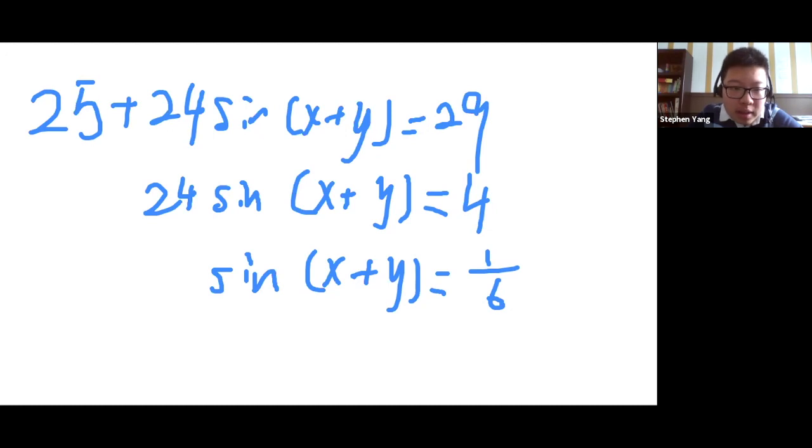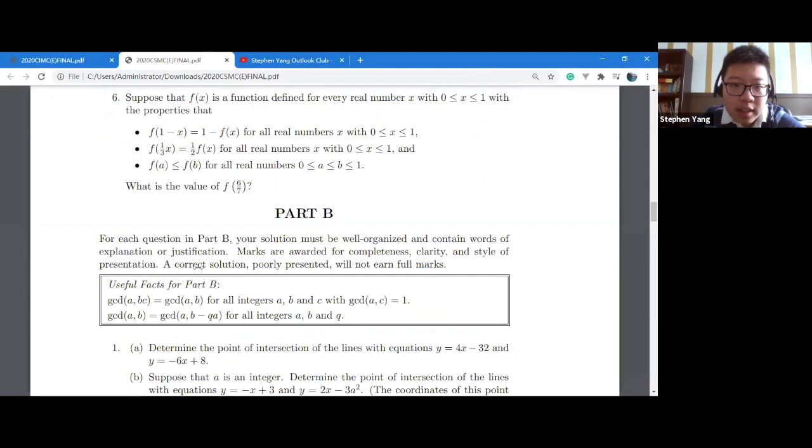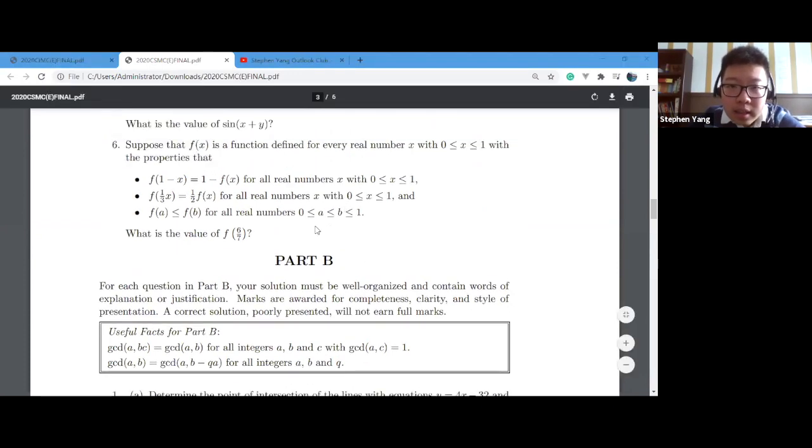Okay, so let's then move on to question A6 on CSMC. And for this question, it'll be definitely tougher.